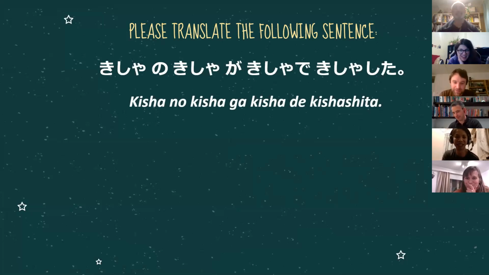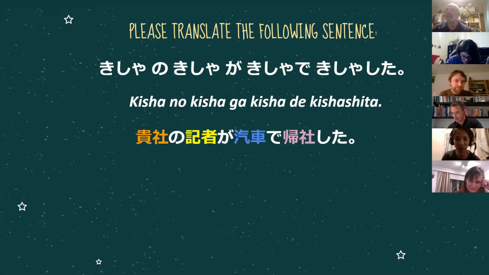Kisha. So journalists, steam train, was returning to the office of your shrine now. Yes, you got three of them. Oh wow, that's really good. So okay, let me put them into kanji first. That's actually good. I'd have thought that the answer was really obvious. I think it says the Kisha's Kisha did Kisha by Kisha. That's right, yes. That's what it means.